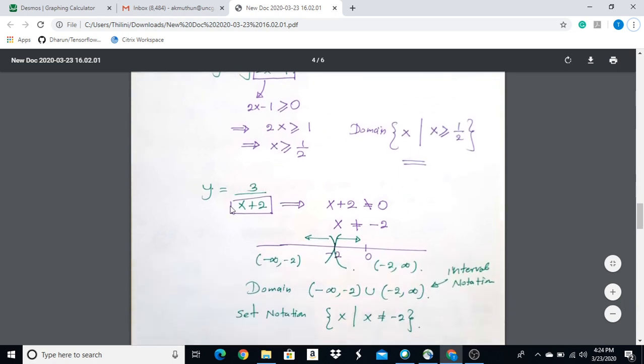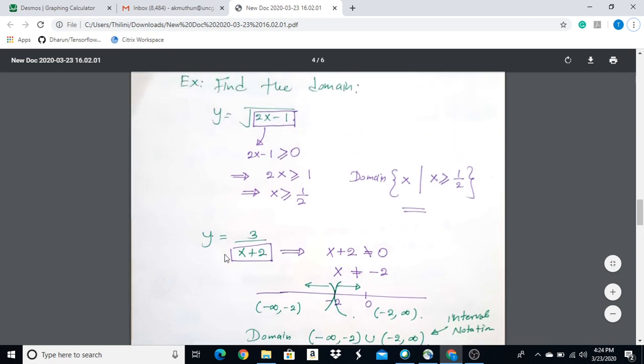Look at this one. In this equation, y equals 3 over x plus 2, we have a rational function here. What is the problem with this function? We want to make sure that it is defined everywhere. But since the variable is in the denominator, if you plug in, let's say, negative 2 here, you have negative 2 plus positive 2, and the denominator becomes 0. That means 3 divided by 0. That is the problem here, so then y is not defined.